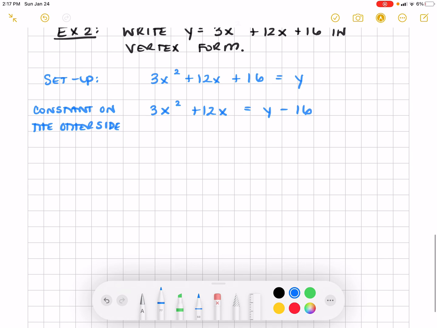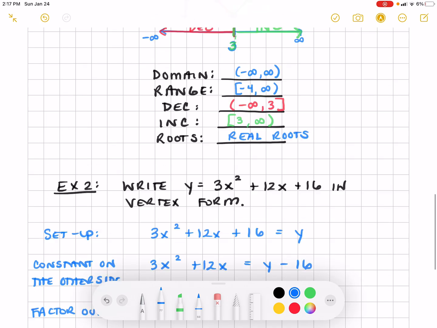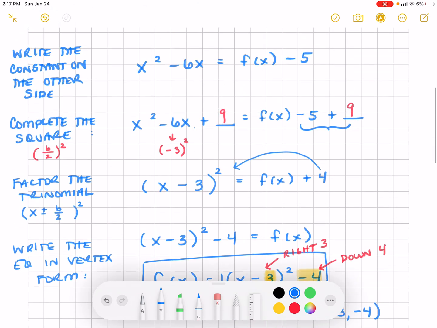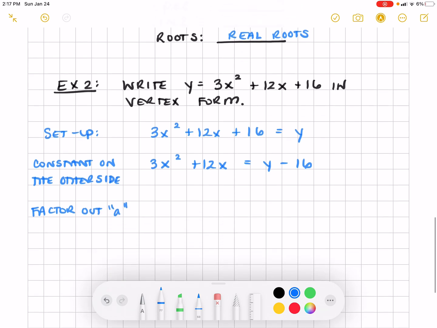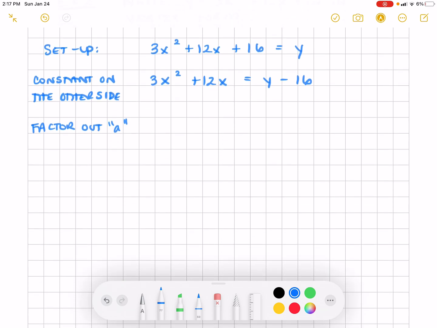So what we're going to do now is, we didn't have to worry about this before because we didn't have an a value. Well, we had an a value, but before in example 1, the a value was 1. So we didn't have to worry about this step, okay? But if you do have an a value other than 1, we're going to need to factor out the a. And so what I mean by that is we need to divide the 3 and put it out in front of the parenthesis. And so when we divide both of these terms by 3, I'm going to get x squared, and then 12x divided by 3 is 4x.